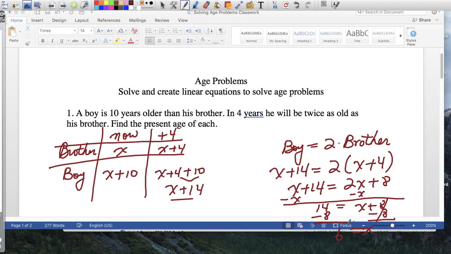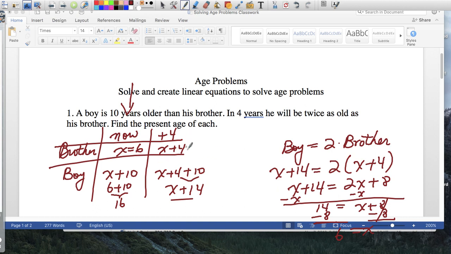So now that we have the value of x, we can plug it in here, for the present age of each. So let's look at this column. If x equals 6, that means the brother's age is 6, and the boy is going to be 6 plus 10, which gives us 16.